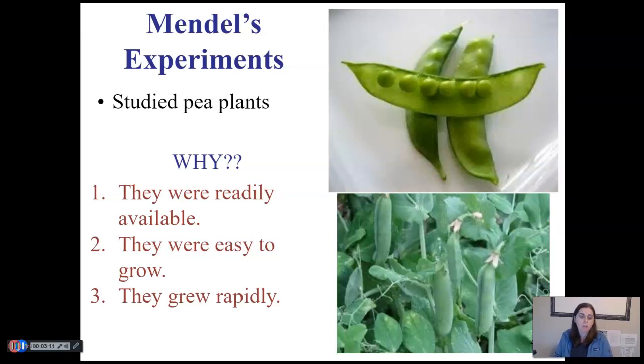The other thing, they were readily available, they were easy to grow, so they were not difficult. Some plants are rather difficult. I personally have a little bit of trouble with tomatoes. I love to grow tomatoes, but I have a horrendous time growing them without getting blossom end rot and other things. So these guys were easy, and as I mentioned, they grew fast.